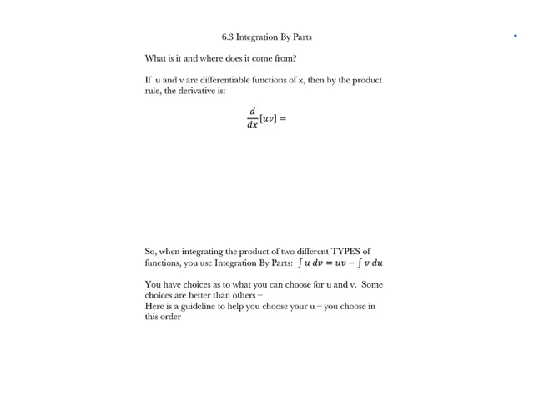Okay, so integration by parts. What is it and where does it come from? If u and v are different, differentiable functions of x, then by the product rule, the derivative is the derivative of the first with respect to x, so that's du/dx times v, plus the derivative of v times u, so u times dv/dx.